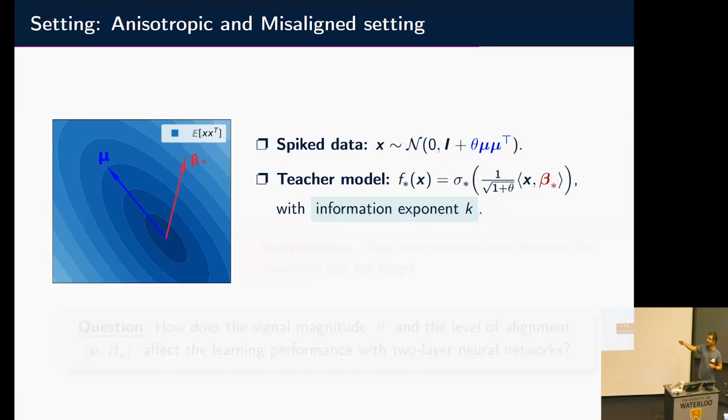We assume that the data is coming from a spike model where the direction of highest variance is mu. And this is this guy here. And then we have the teacher model where the target direction is beta star, and the teacher model has this information exponent k.